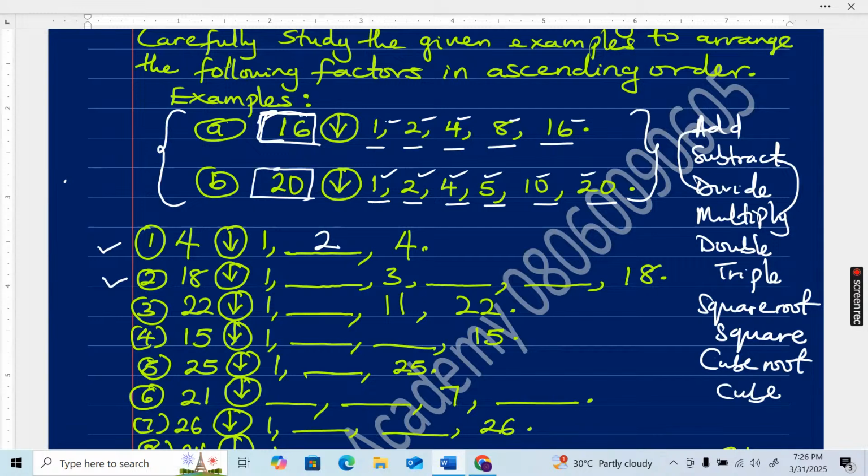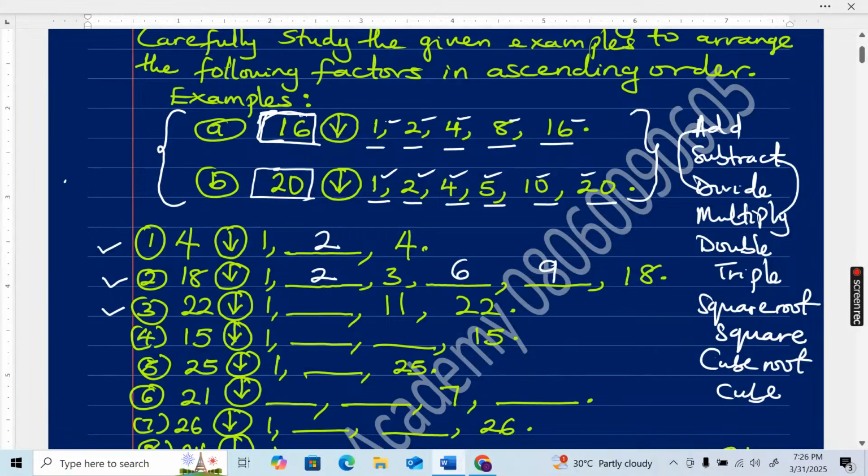Moving on to number 2, we have 18. 18 has been given to us in number 2. So what are the factors of 18? 1, 2, 3, what again? 6, and 9. Then the last one is 18. So all these numbers can divide 18 without a remainder. Now let's move on to number 3.